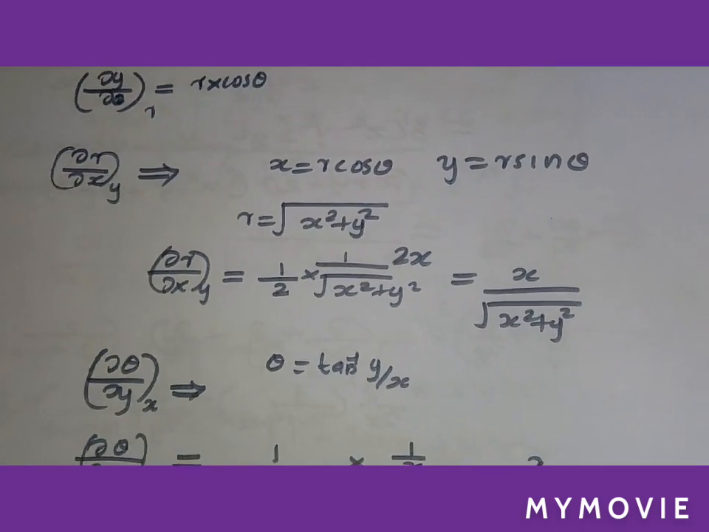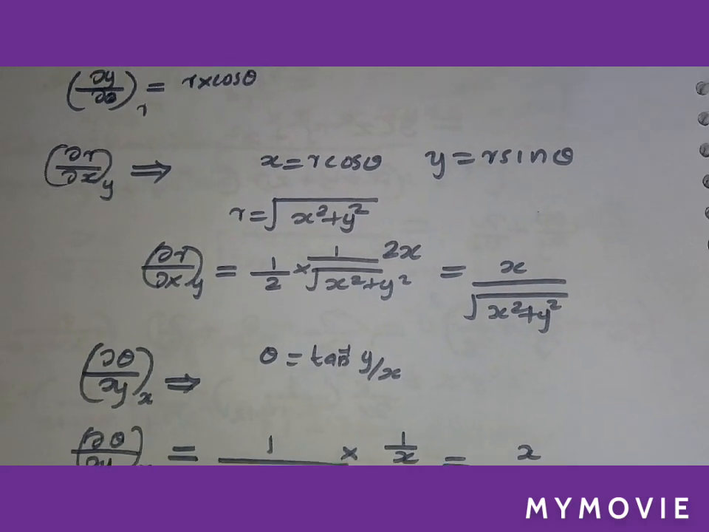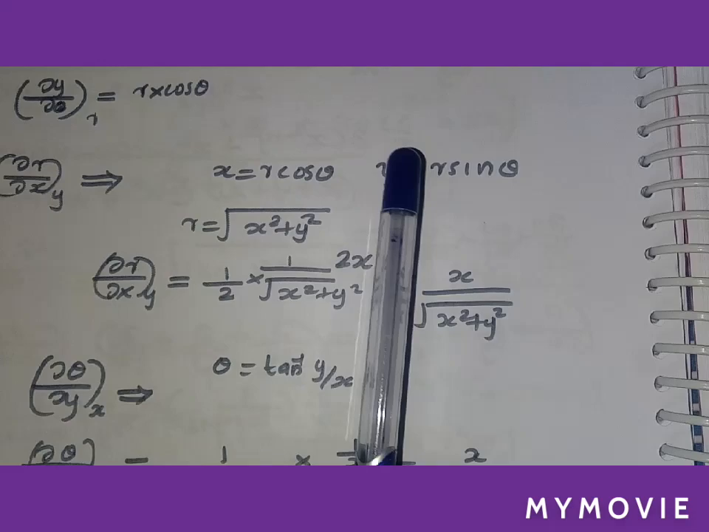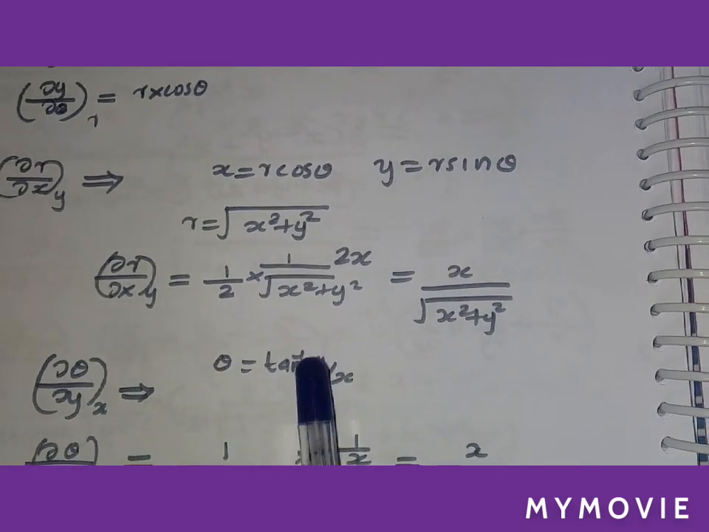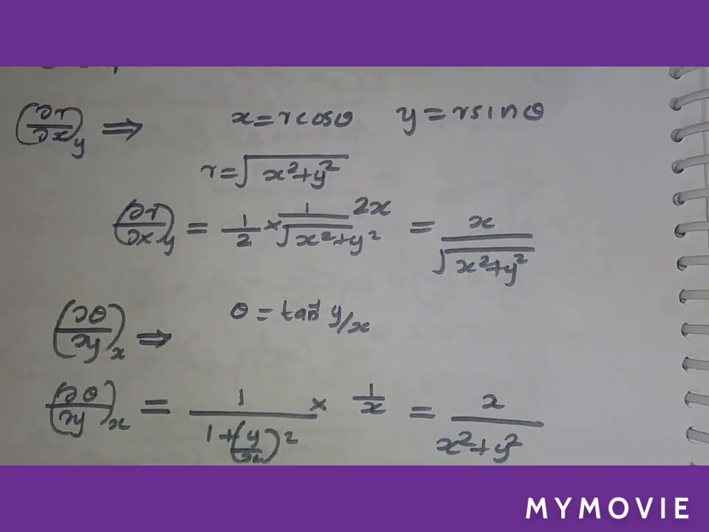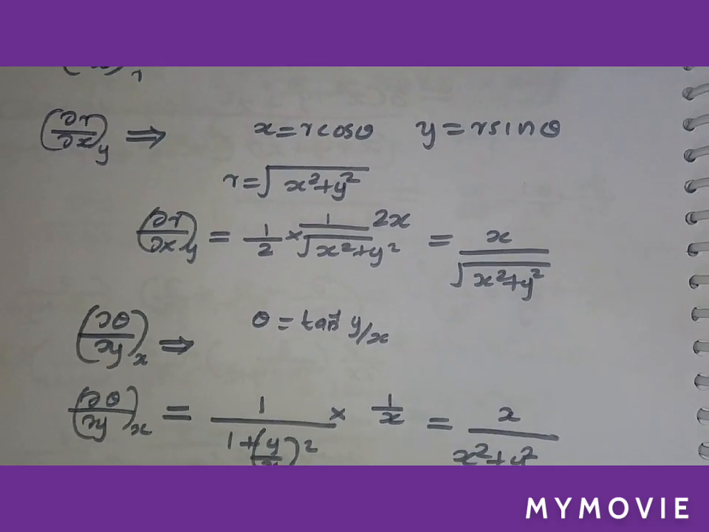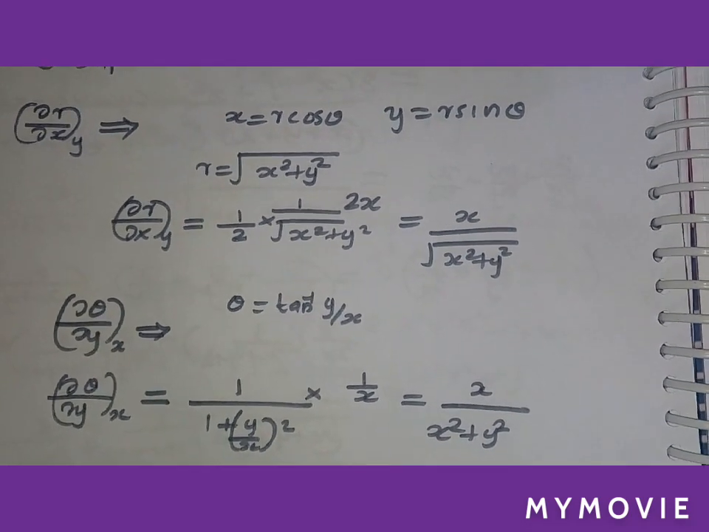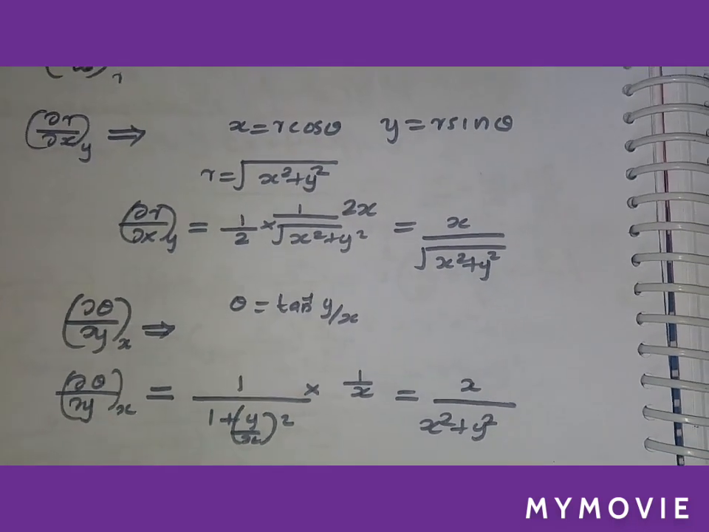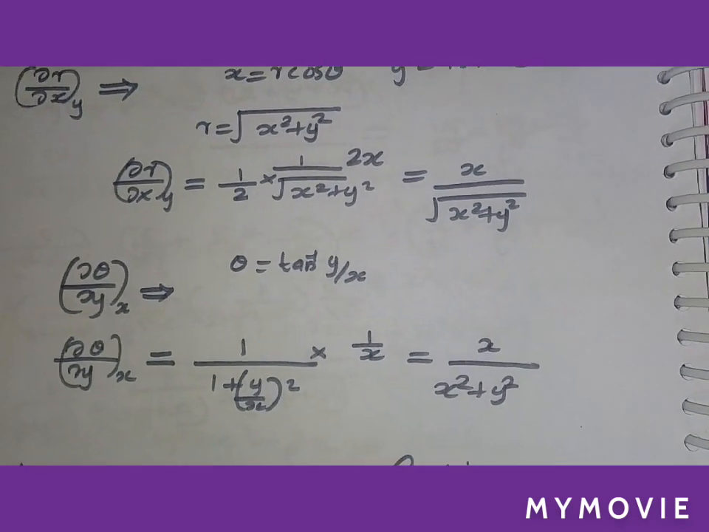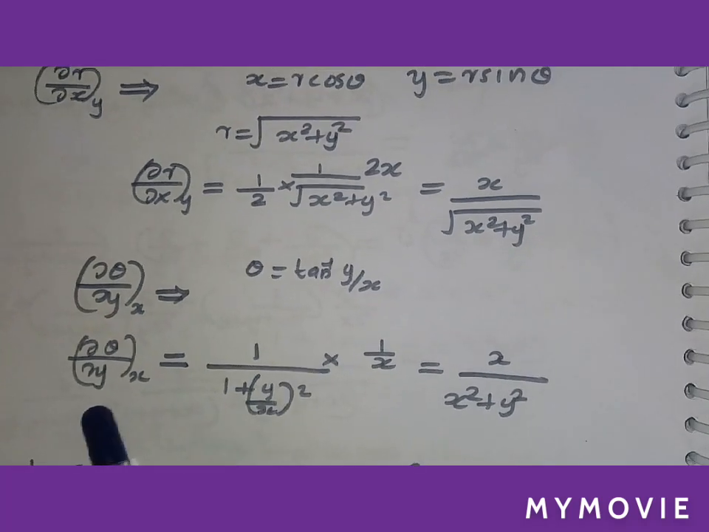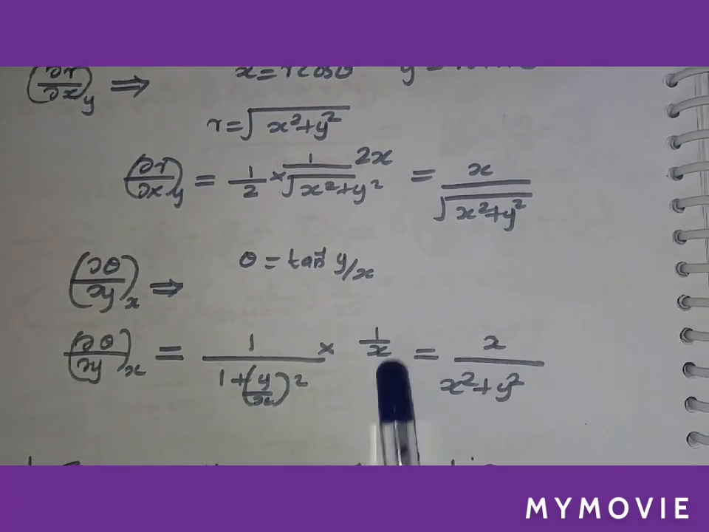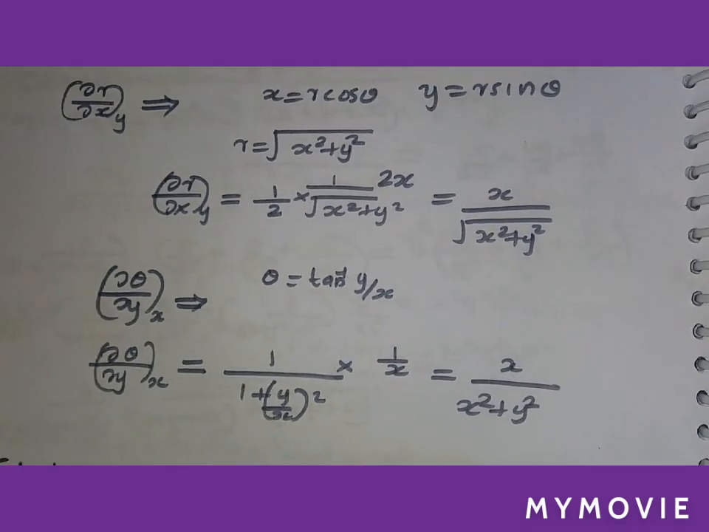For ∂θ/∂y with x as constant, we have to find θ first. We know that y by x is tan θ, so θ is equal to tan inverse of y by x. The derivative of tan inverse is 1 by 1 plus (y by x) all squared. With respect to y, the derivative of y by x is 1 by x. So we get the answer as x divided by x² + y².